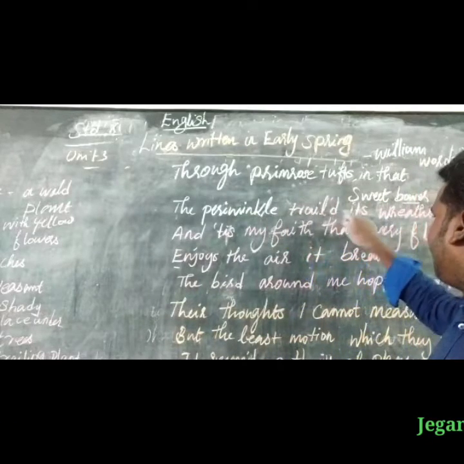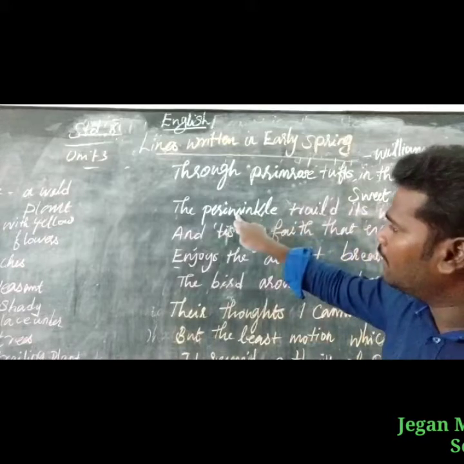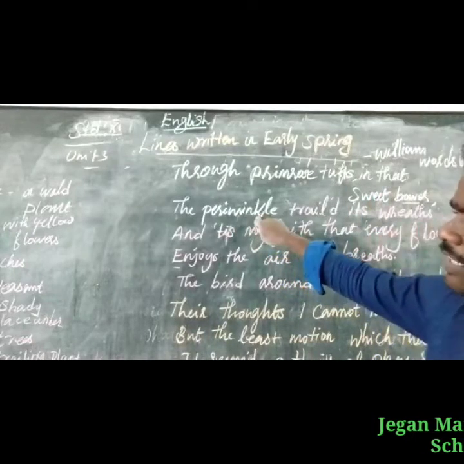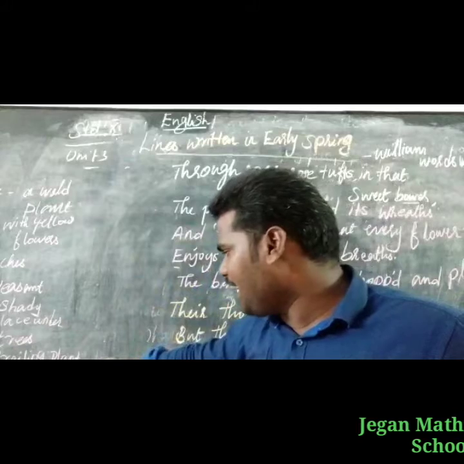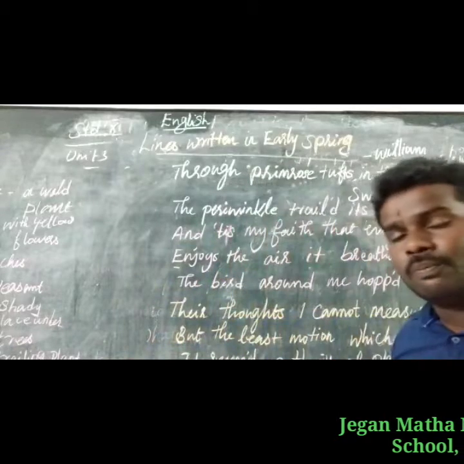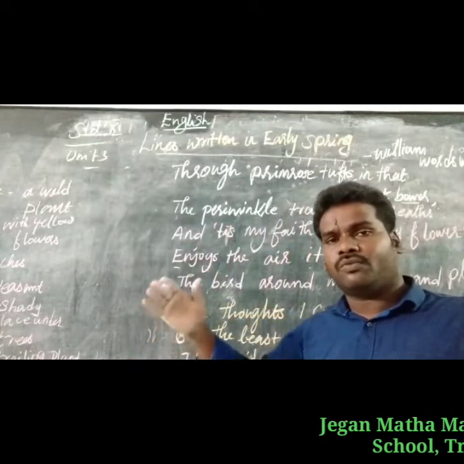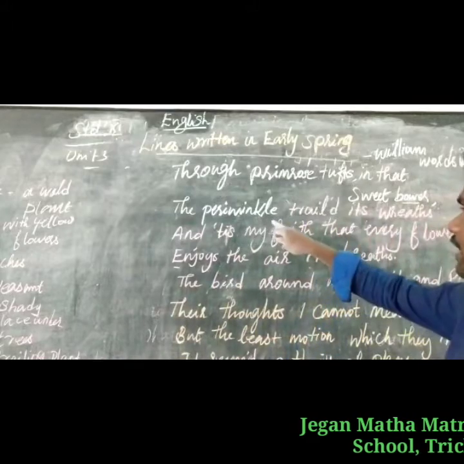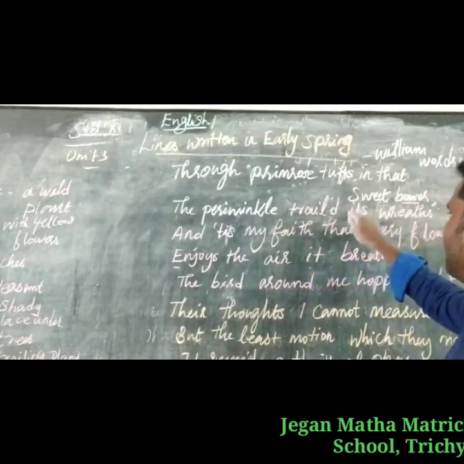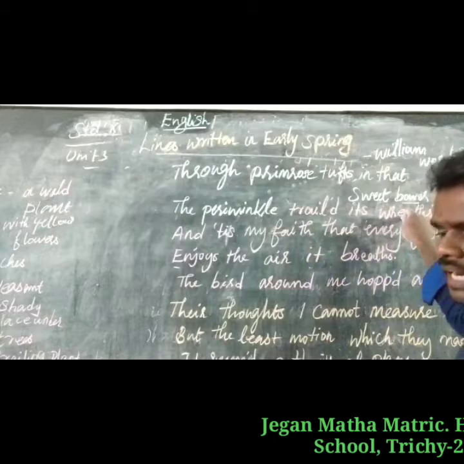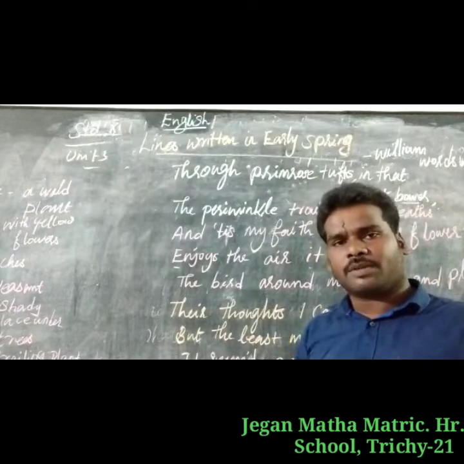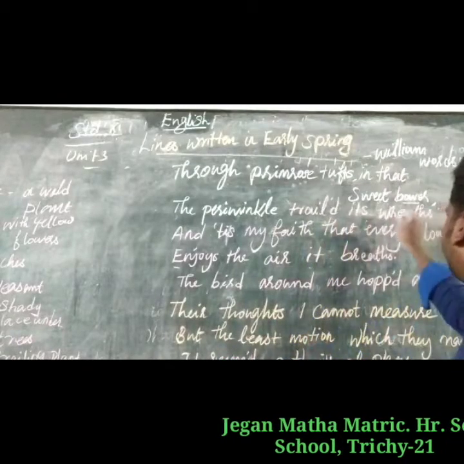The periwinkle tried its wreaths. Periwinkle here means a tiny plant with large blue flowers. Wreath means an arrangement of flowers. That is wreaths.